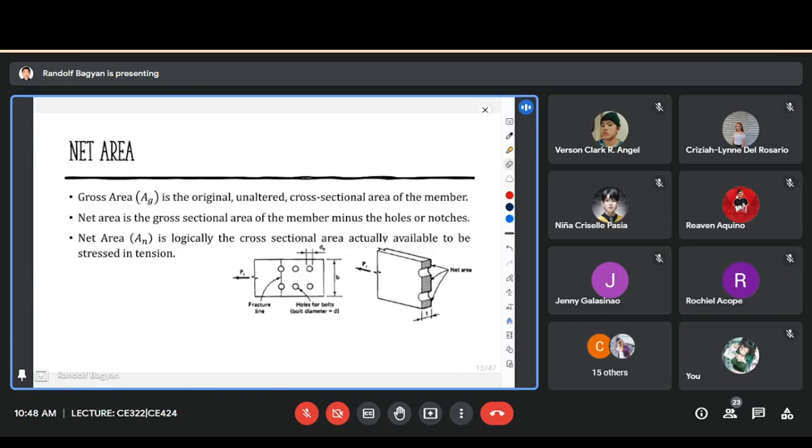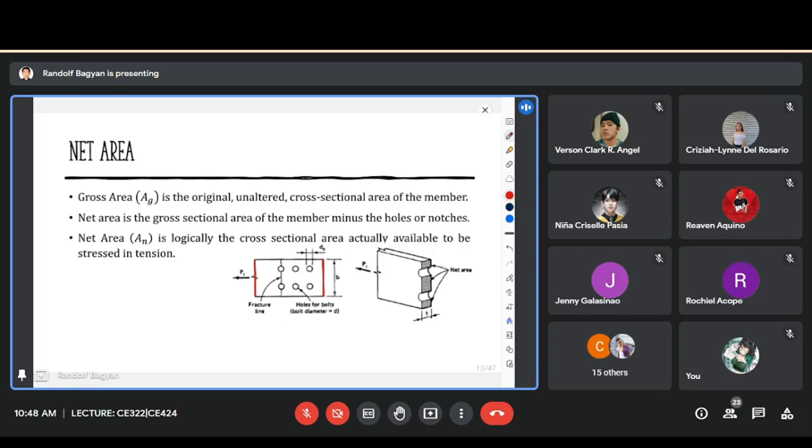Okay. Gross area is the original unaltered cross-sectional area of the member. Okay? So, saan mo kukunin yung gross area? Dito sa part na to. Yung mga, eto. Okay? Mga part na to. Dito yung gross area. Yung hindi na-alter yung ating original section. Okay? Yan, kinukuha ang gross area.